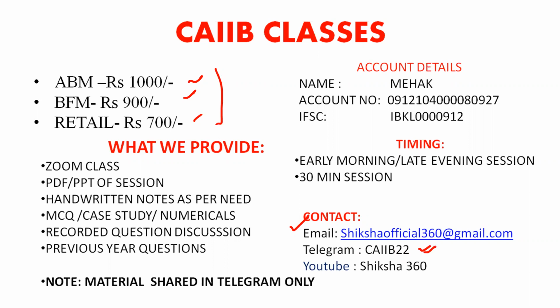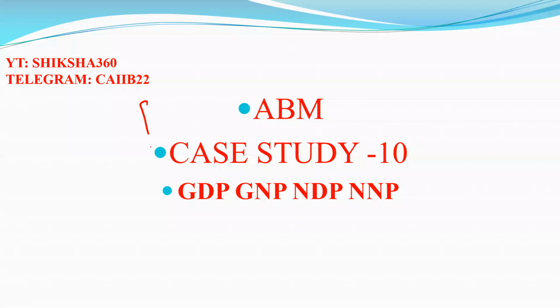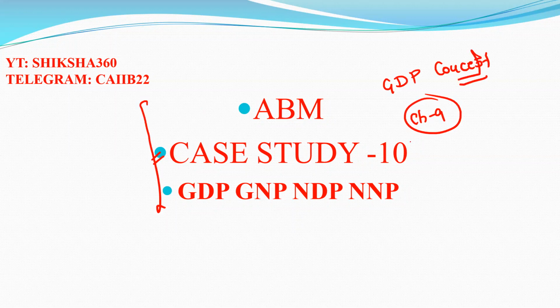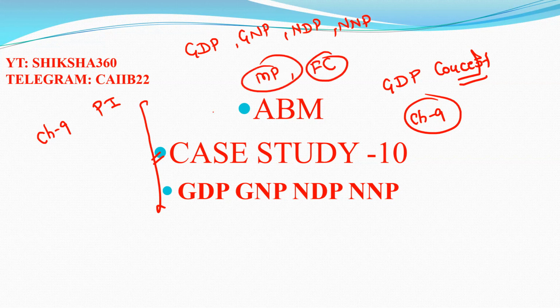Clear? So let's start. Today we will discuss one case study, case study number 10. This case study is based on chapter number 9, the GDP concept. It is related to GDP, GNP, NDP, and NNP. As we have already discussed in chapter number 9, part 1, regarding GDP, GNP, and in that session we discussed NDP, NNP, and one important point: what is market price, what is factor cost.